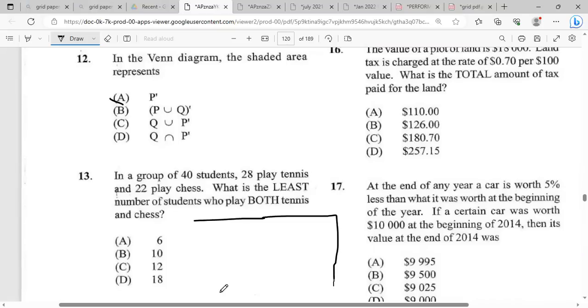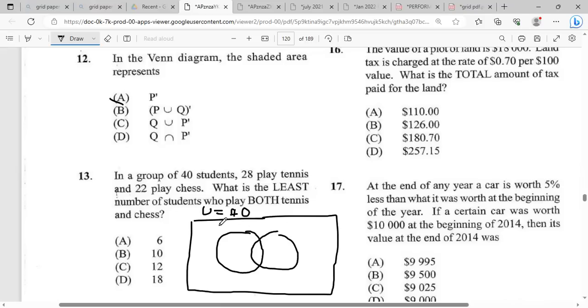First, I'm going to see the one here. This one is a bit different. All right, so 40 students. So we know that the universal set is 40. So it's a total of 40 students. And then now we have 28 play tennis. We don't know if they join yet. What's the least number? Oh, all right, hold on.